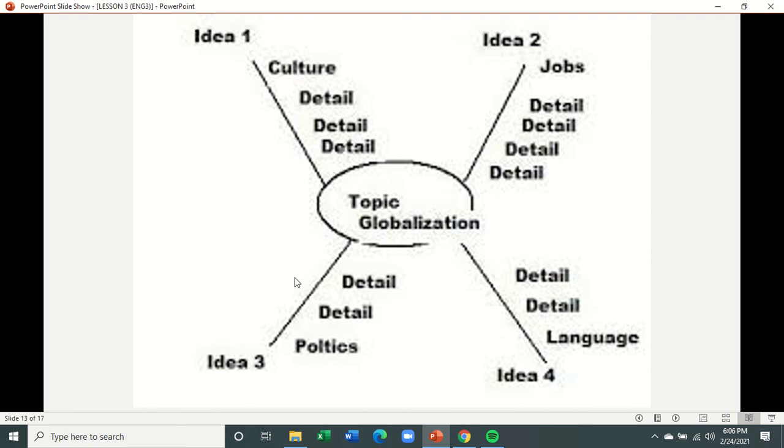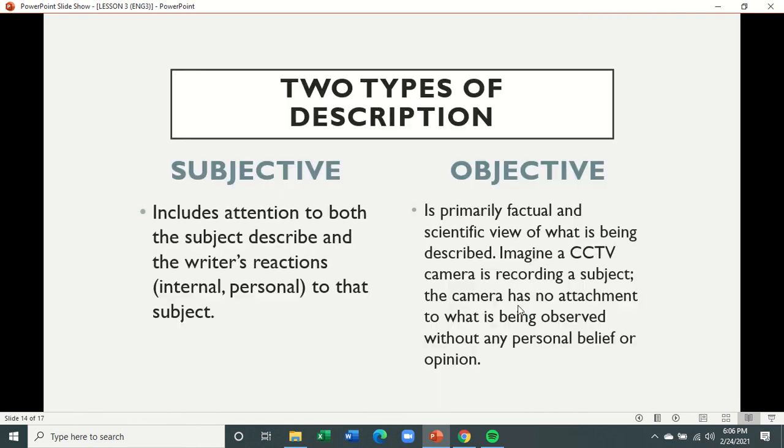So you can just use spider map. And again, we have two types of description. The first one is subjective. The next one is objective. When we say subjective, it includes attention to both the subject being described and you as a writer, the person who is describing.